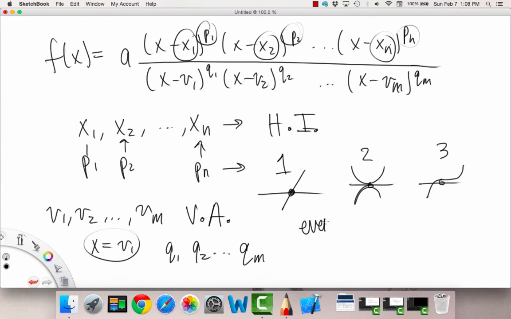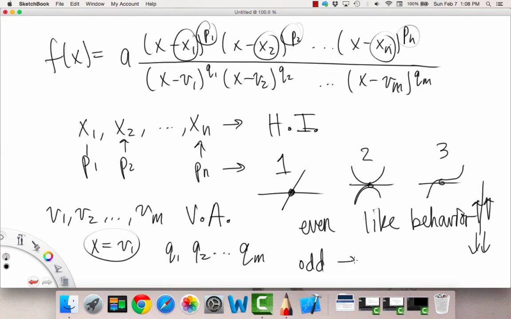If it's even, then we have like behavior on either side of your asymptote. Like behavior means they both go up on either side, or they both go down, okay? Odd powers tell you that we have unlike behavior, so they're going in opposite directions. On one side of your asymptote you'll be going up and on the other side you'll go down, or vice versa. You'll go down on one side and up on the other, okay?